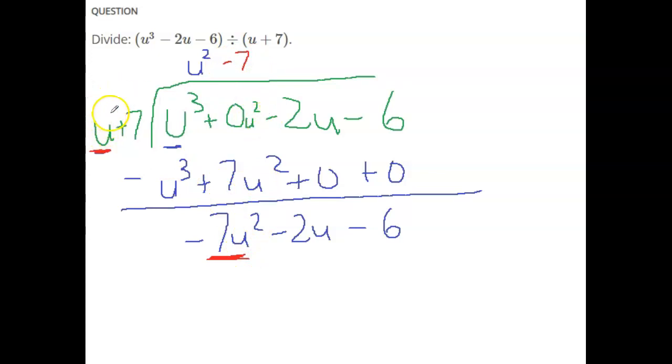The variable is an exponent of 1. How many would need to be added to that to get this new exponent? It would be 1. So u to the first power. Multiply that by both of these terms out here. Negative 7u times u gives me negative 7u squared. And negative 7u times 7 would be minus 49u.